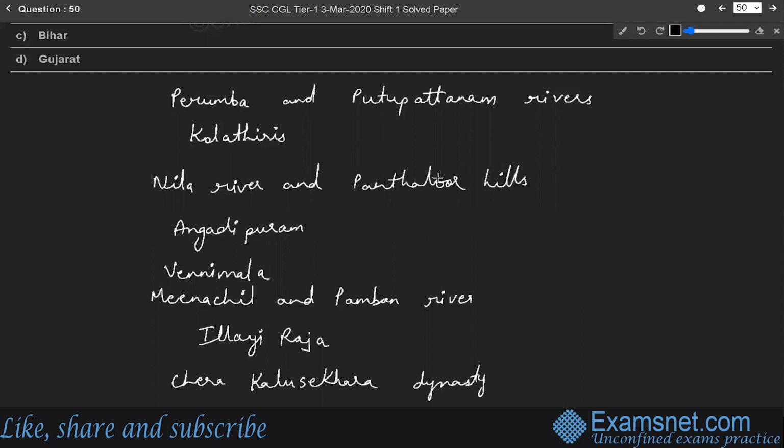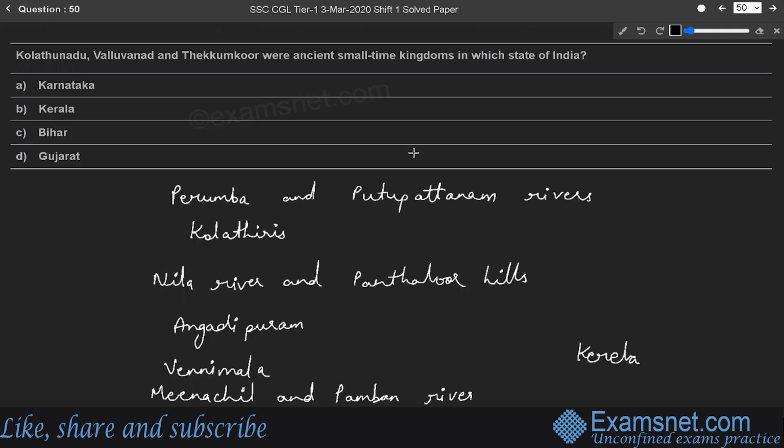And all these three kingdoms, Kolathunadu, Valluvanad and Thekkumkur, were the feudal kingdoms of Kerala. Feudal kingdoms means something that is connected with the system of feudalism. And feudalism is a system in which people were given land and protection by the people of higher rank, and they worked and fought for them in return. So for this question, the correct option will be Kerala, as we know that all these three kingdoms were the kingdoms of Kerala. So the correct option will be option B here.